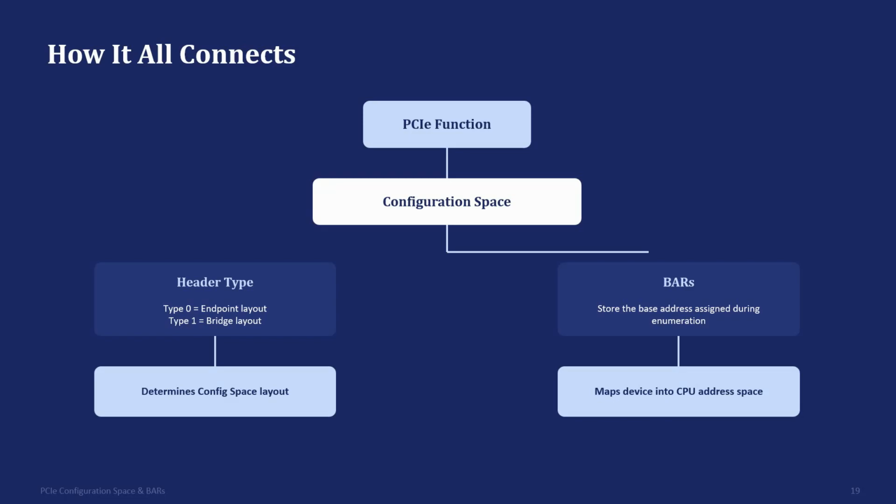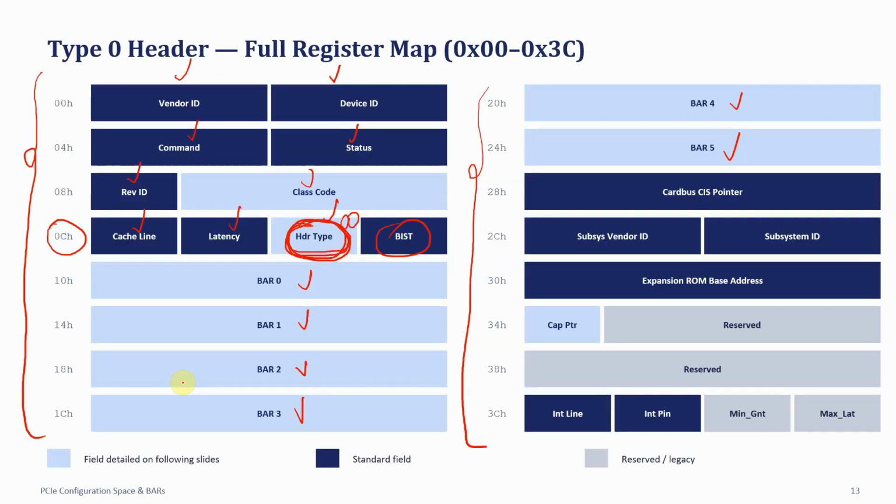In this particular session, our main focus is to understand what exactly configuration space is and what exactly BAR is. A particular PCIe function is going to have a configuration space, and in the configuration space I'm going to have something known as BAR, which is going to store the base address, and using this, it is going to map the device into the CPU address space. I'm going to have different kinds of headers, type 0 and type 1. The type 0 header has one configuration space layout, and the type 1 header has a different configuration space layout. The type 0 layout we have just seen, so this is my type 0 header configuration space.